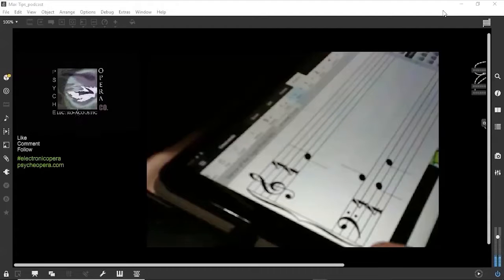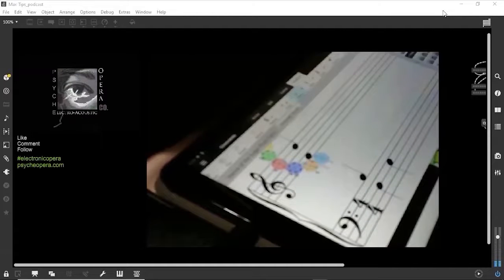So fifth of the chord, and doubling the soprano. Okay. Man, somebody really wants to talk to me. Sorry, guys.